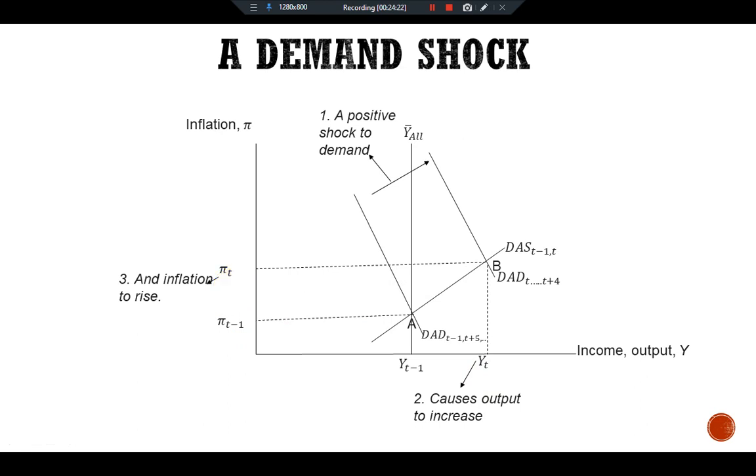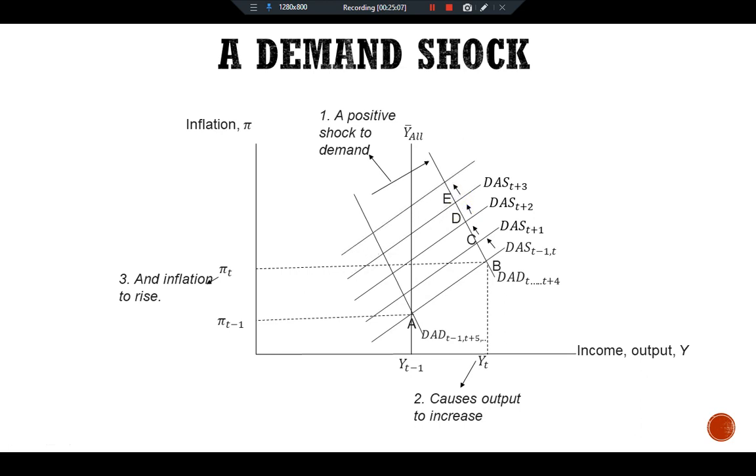Okay, this will create a subsequent rise in the dynamic aggregate supply curve, and we have a shift in the dynamic aggregate supply curve from this point to t plus 1, and the economy reaches point C. This will further raise the dynamic aggregate demand curve, and the economy shifts to an upward equilibrium from point B to C, D, and then at point E.